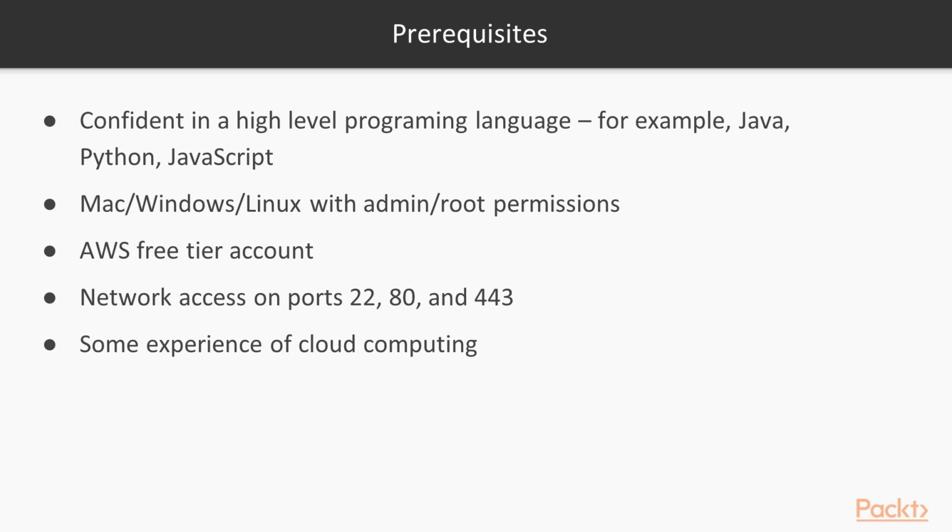In terms of prerequisites, it's really going to help you if you're confident in a high-level programming language, something like Java, Python, or JavaScript. You'll also need a Mac, Windows, or Linux computer with admin or root permissions. You'll need access to an AWS free tier account. You're going to need network access over the public internet on ports 22, which is for SSH, 80, which is for normal web traffic, and 443, which is for SSL.